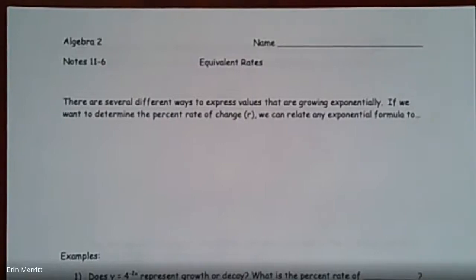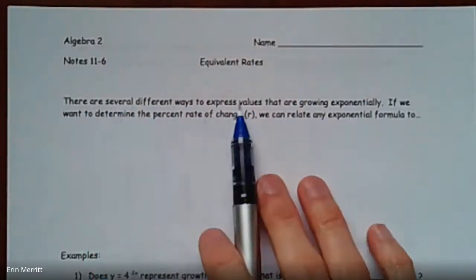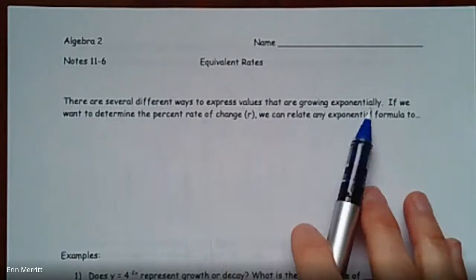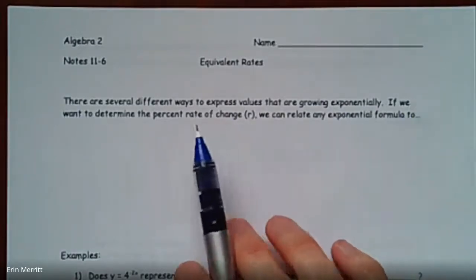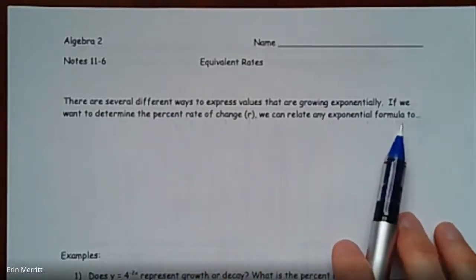We are talking about equivalent rates today, which allows us a little more practice with what we did yesterday. There are several different ways to express values that are growing exponentially, meaning they can all be in different formats. But to figure out the percent rate of change, or the R value, we have to get it into a format where we can solve for that.